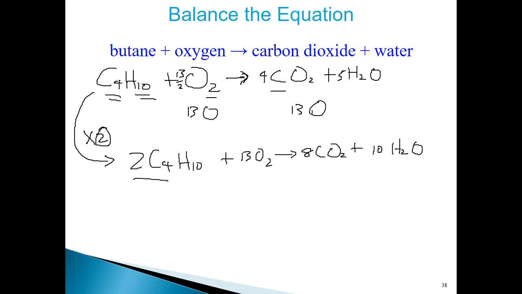Starting with the carbon, we have 8 carbons here. We have 8 carbons here. We have 2 times 10, 20 hydrogens. We have 10 times 2, 20 hydrogens on the right. And we have 13 times 2, 26 oxygens. And here we have 8 times 2, 16, plus 10, 26 oxygens. So now we have determined the final balanced equation. All right? Okay, so that's another example of how we go about balancing an equation.